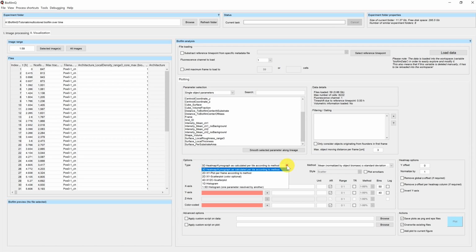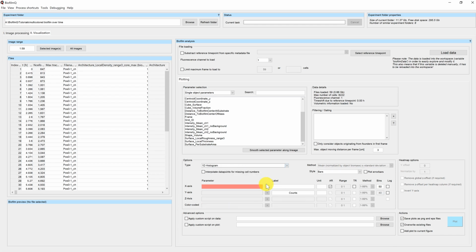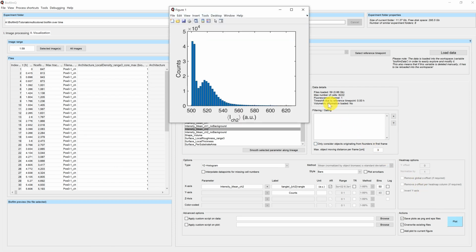You can choose the plotting method here. We'll start with a 1D histogram and later also have a look at the 1.5D histogram. For the 1D histogram, we will now plot intensity mean channel 2, which is the green channel. By clicking on plot, we will get the histogram. We can see that there appear two populations of cells, one population with low intensities and one population with high intensities.